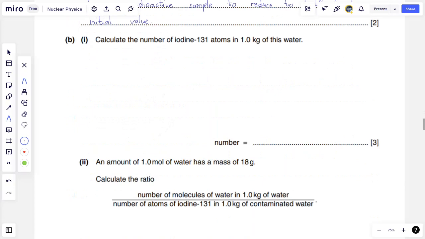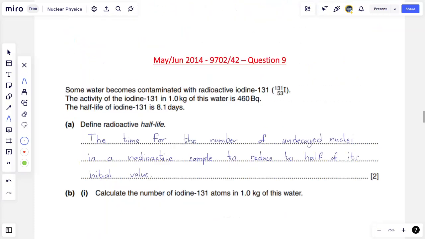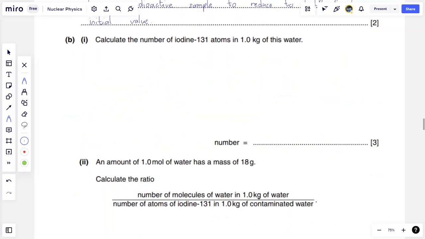Next, we are told to calculate the number of iodine-131 atoms in a kilogram of this water. Aha. So this is going to be a little difficult. Number of iodine atoms is N. I know this, but I don't know if I have enough information to calculate N. I am given the activity though, A. So the first thing I'm going to do is write down the one thing I do remember, the relationship between A and N. A is equal to the decay constant lambda for iodine-131 times the number of particles, number of nuclei, N.